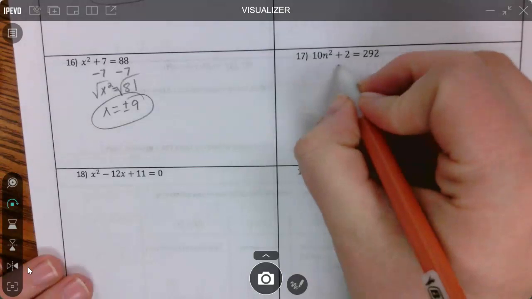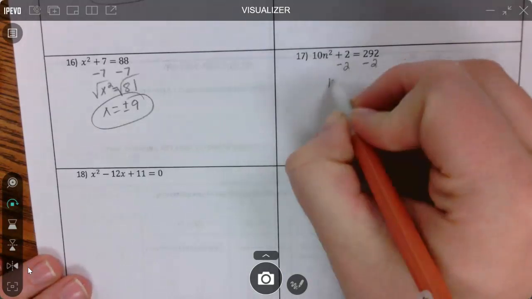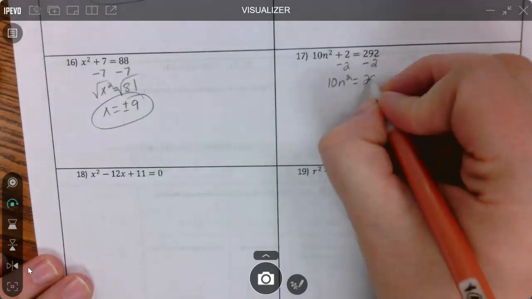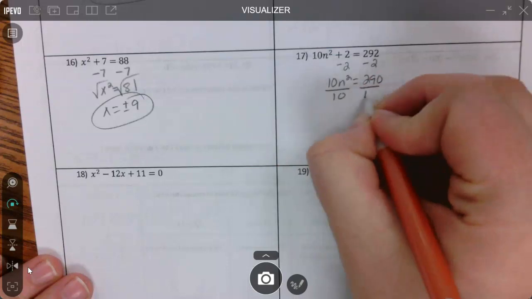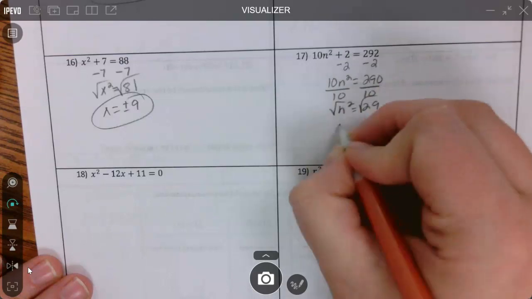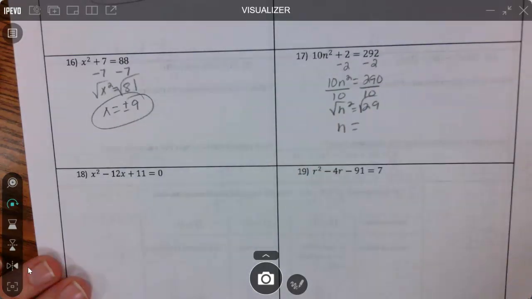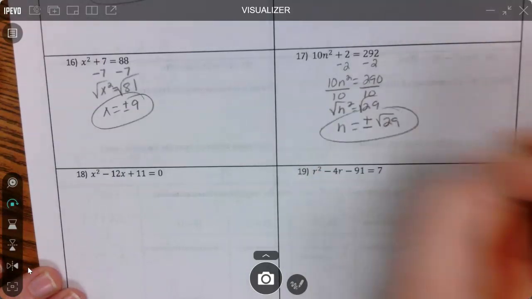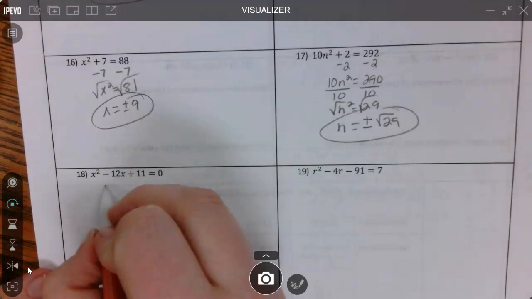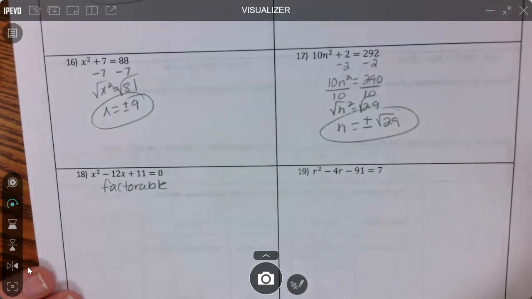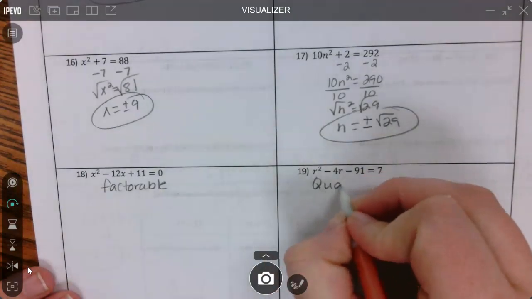Okay, look at number 17. We are going to subtract 2 on both sides. So we have 10n squared equals 290. And then divide both sides by 10, and you get n squared equals 29. Then take the square root of both sides. 29 is not a perfect square, and it will not simplify, so it's just plus or minus square root 29. Okay, I'm not going to do 18 or 19, but just know 18 is factorable. 19, use the quadratic formula.